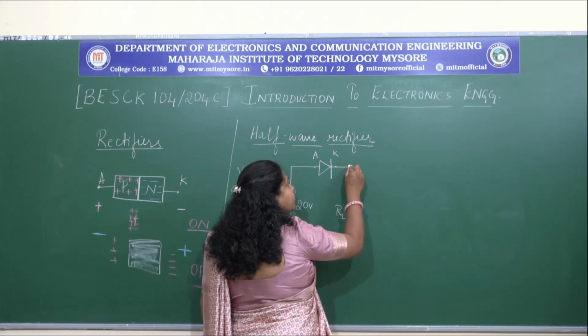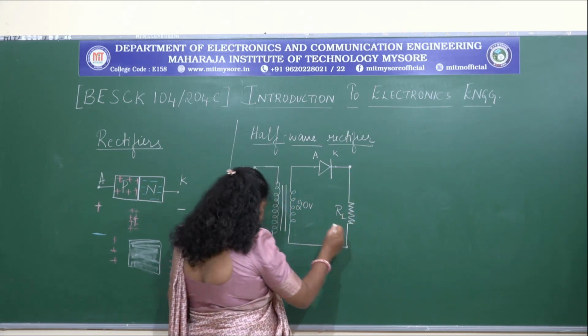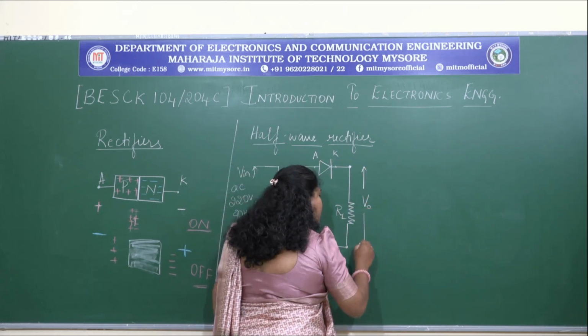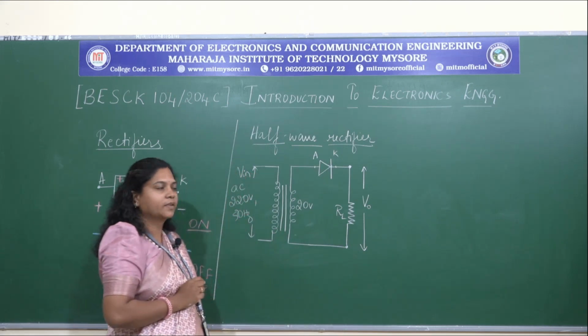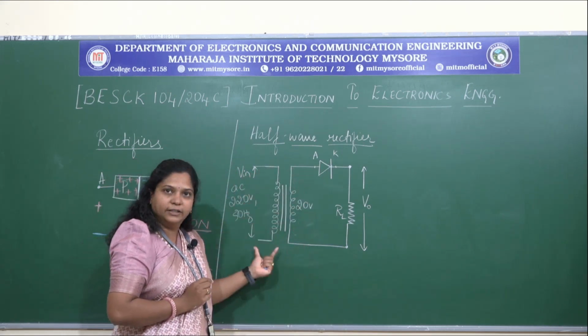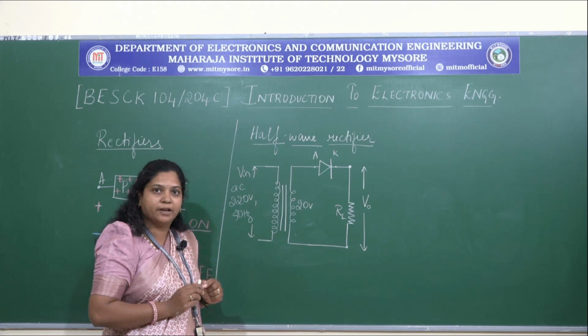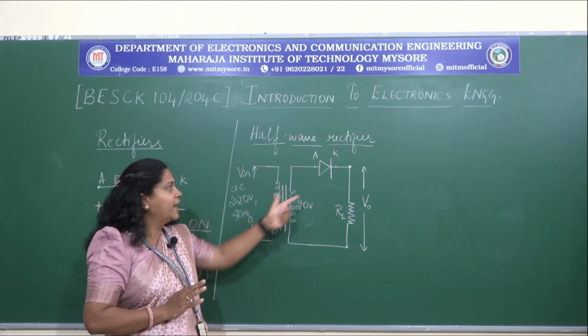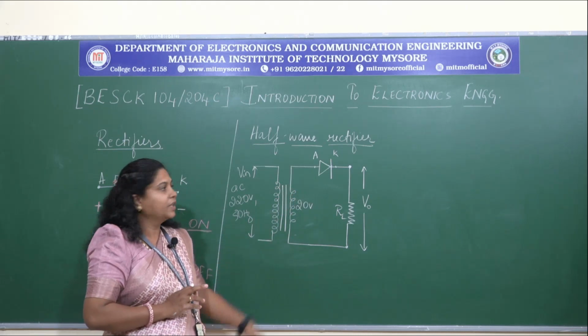So whatever the output we are going to get across these terminals, this is the output voltage. Let us call it V out. So this is the circuit for a half wave rectifier. I hope you have understood how we are going to write the circuit and its different components.